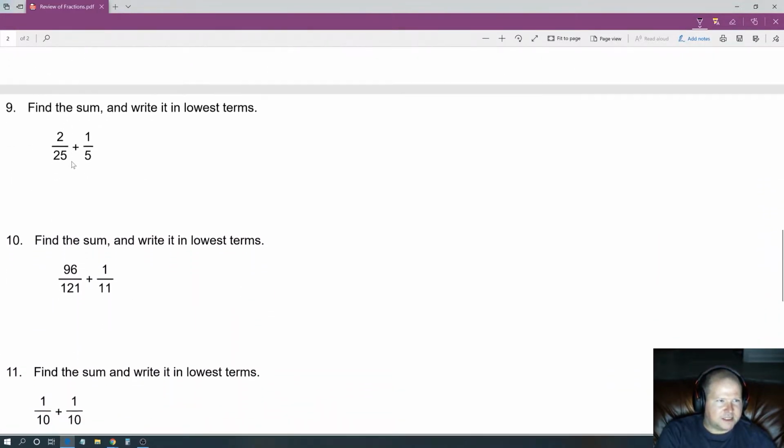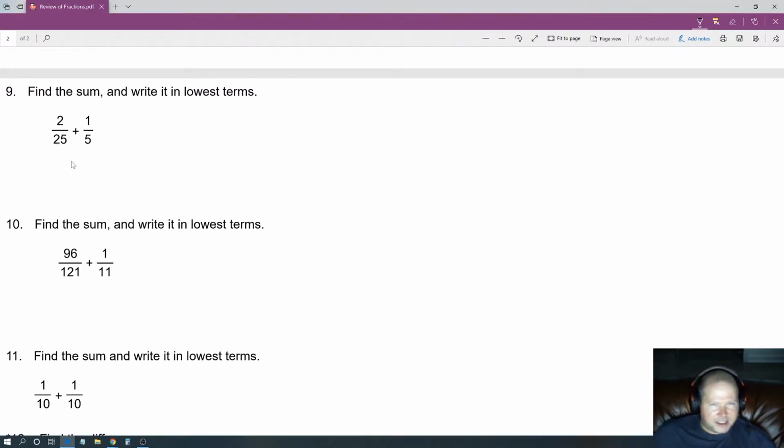Okay, so let's try the next one. Find the sum and write it in lowest terms. I kind of jumped in the deep end here, but there's something called like fractions. I'm making this up off the top of my head, so this is not related to problem number 9 or any of the problems for that matter. Let's say I have two fractions that I'm adding together and they have the same denominator. Those are called like fractions. Well, when you have like fractions, you simply add or subtract the numerators.